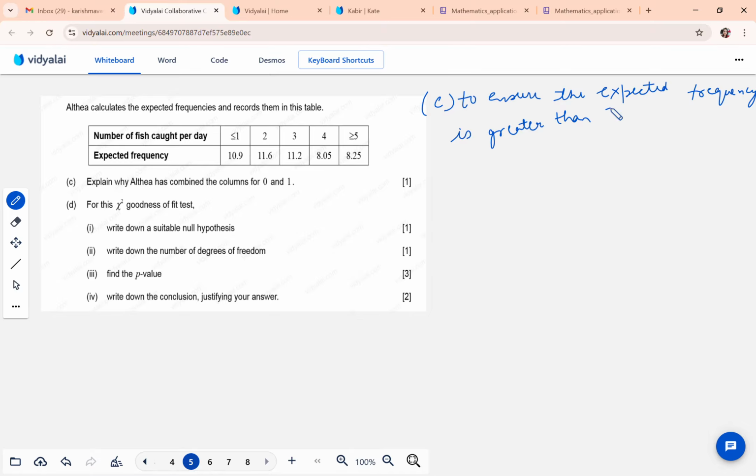Okay. So we need to combine the columns if the frequency is less than 5. So that is the reason for part C. Now next is D. For this chi-square goodness of fit test, first write down a suitable null hypothesis.